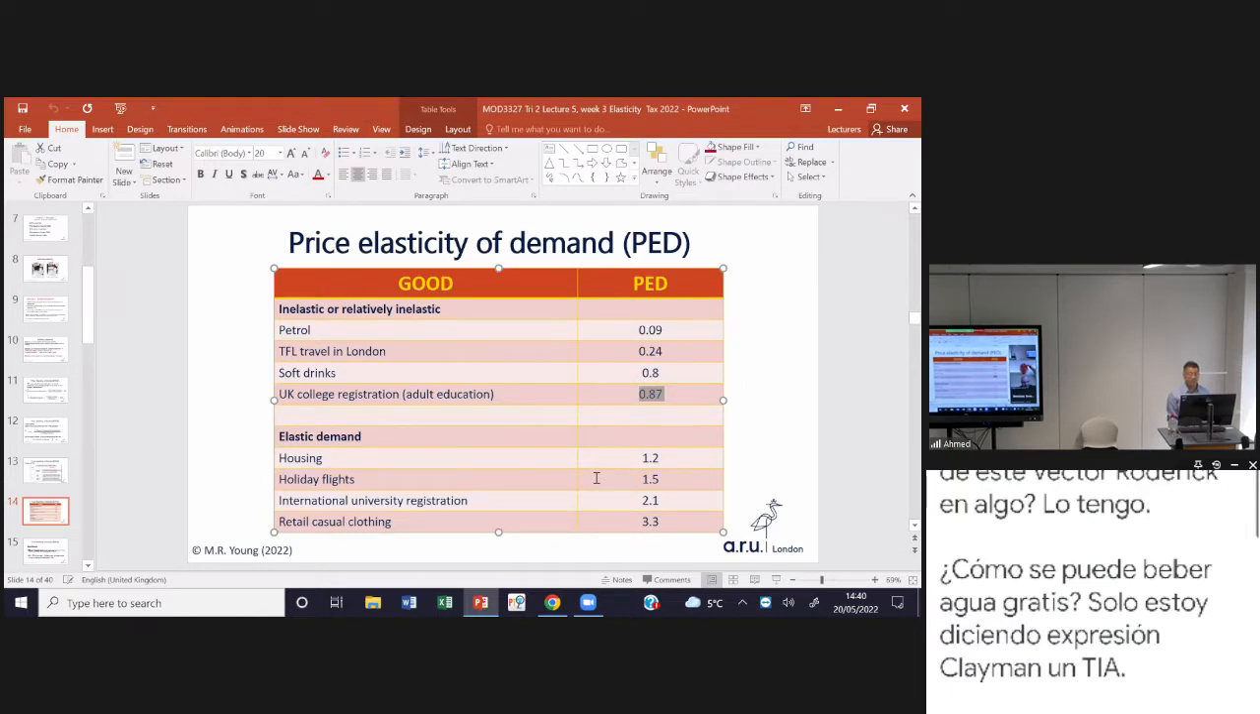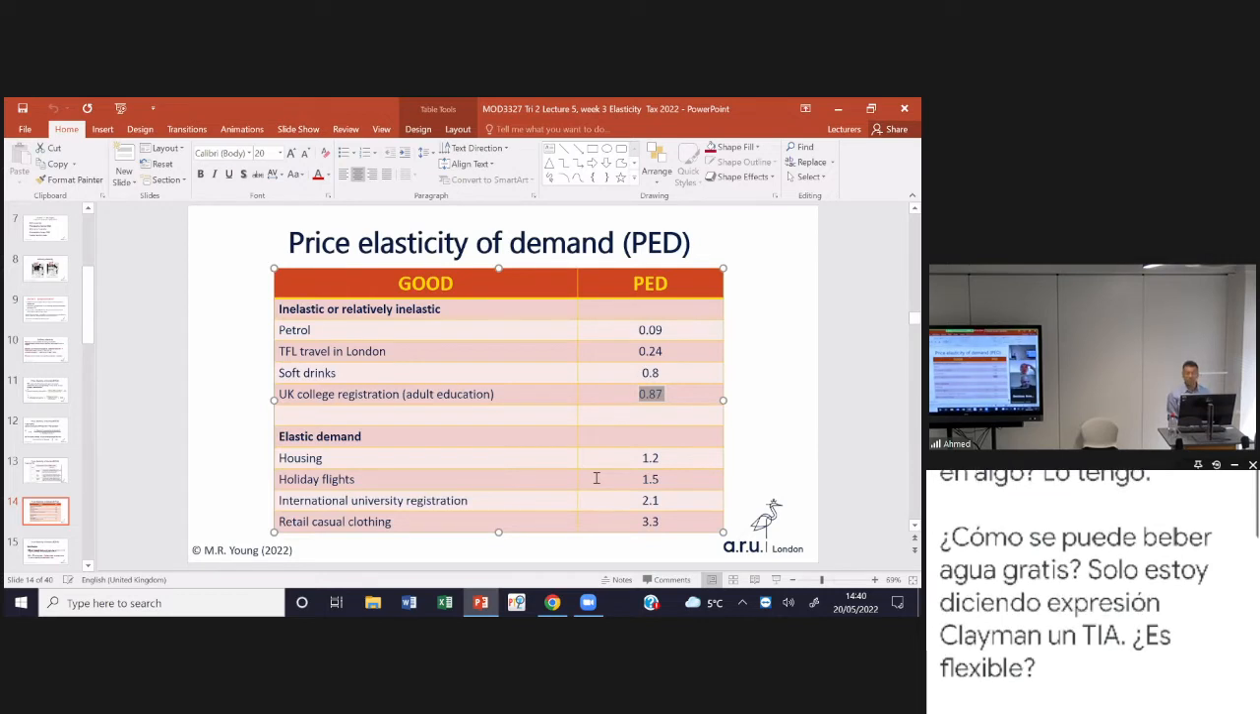Okay, and college registration, adult education. Is it flexible? Well, if you're an adult, particularly that means you've got enough brains to study. If you're young and stupid, it may be flexible, but not if you're an adult. If you're an adult, you know the value of education.